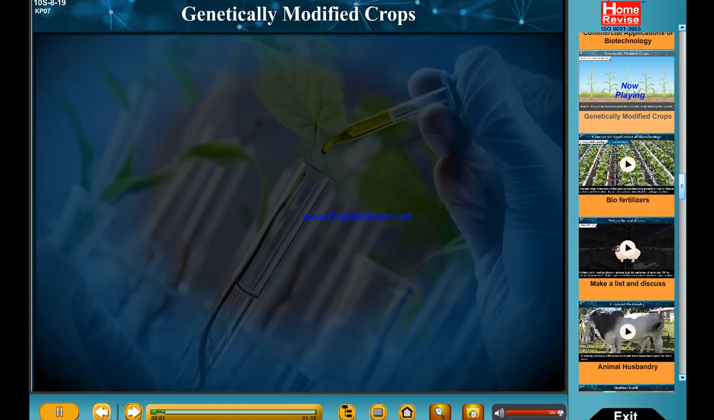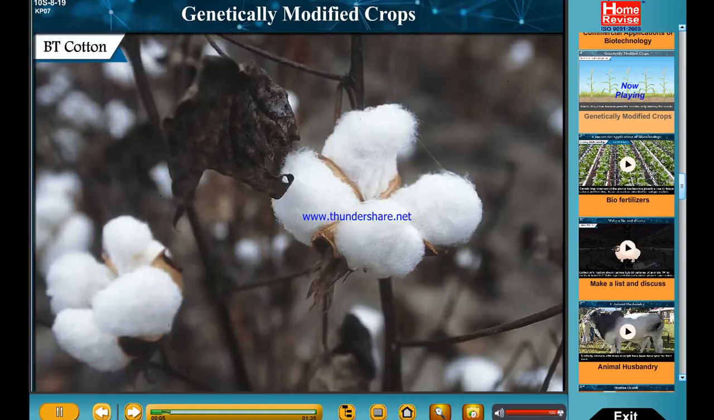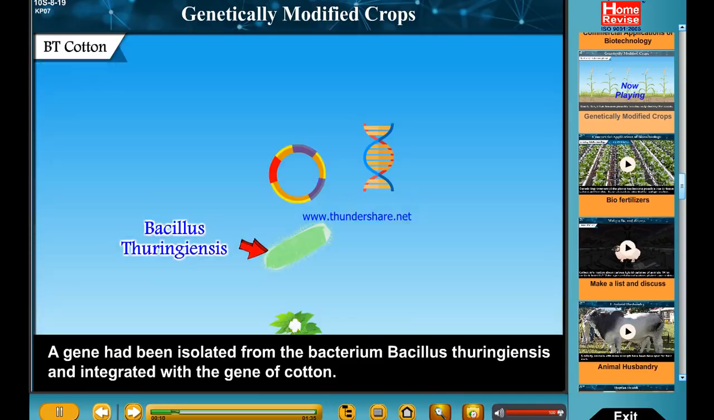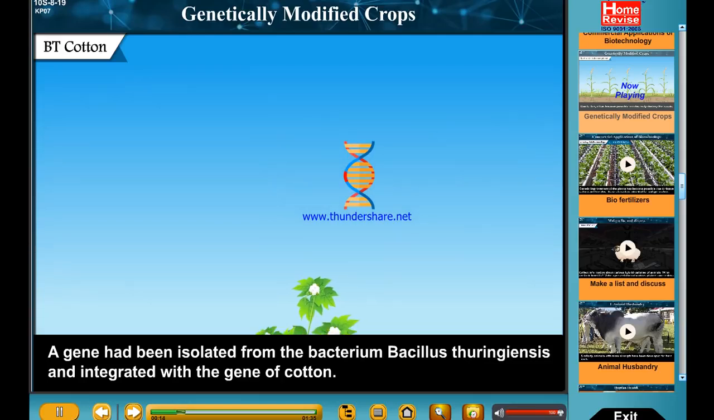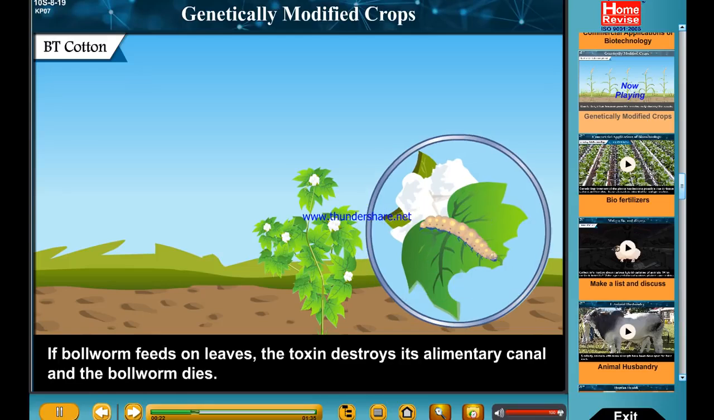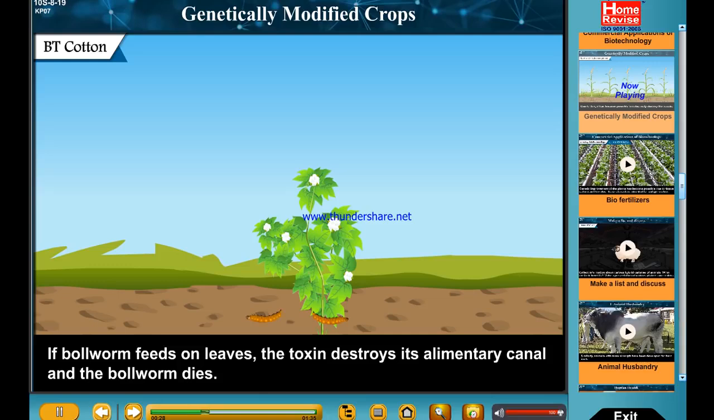Genetically modified crops. Bt cotton. A gene has been isolated from the bacterium Bacillus thuringiensis and integrated with the gene of cotton. Due to this, the toxin which is fatal for bollworm is produced in leaves and balls of cotton. If bollworm feeds on leaves, the toxin destroys its alimentary canal and the bollworm dies.